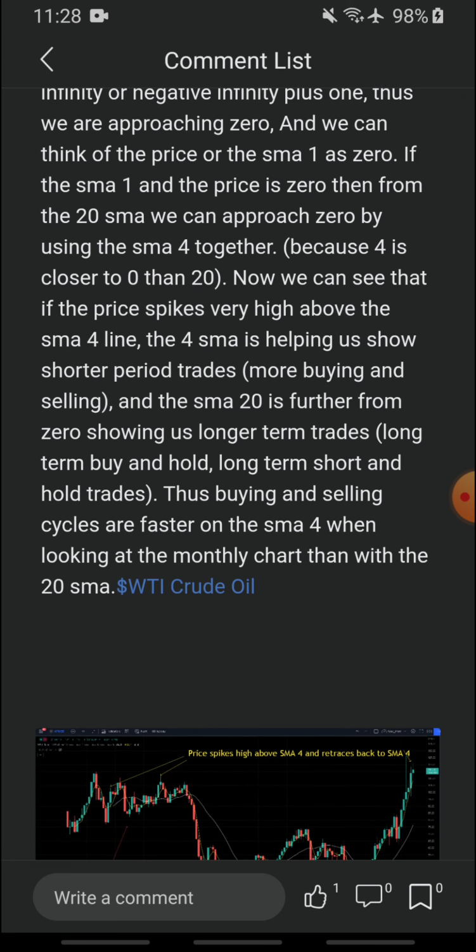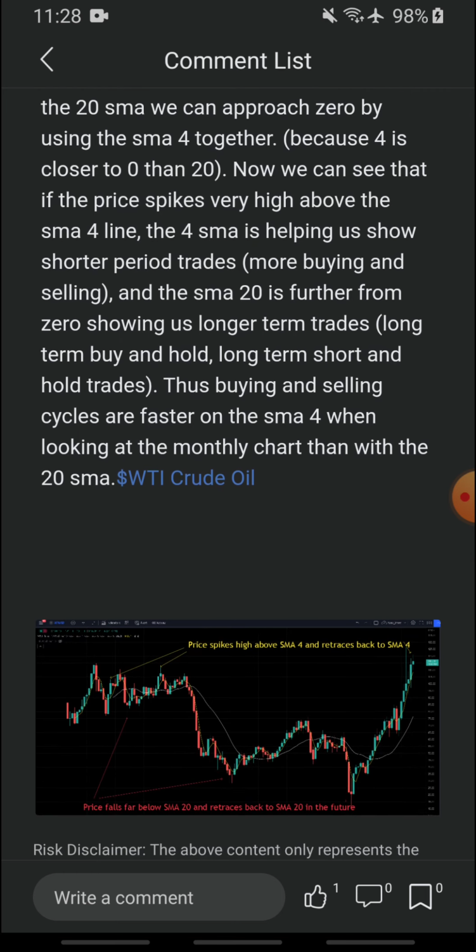And now we can see that if the price spikes very high above the SMA 4 line, the SMA 4 is helping us show shorter period trades. So for example, once it's already over the 20, and now it's high over the 4, that gives us a better window to look for a short opportunity. Basically, that's the rest of what it's saying.